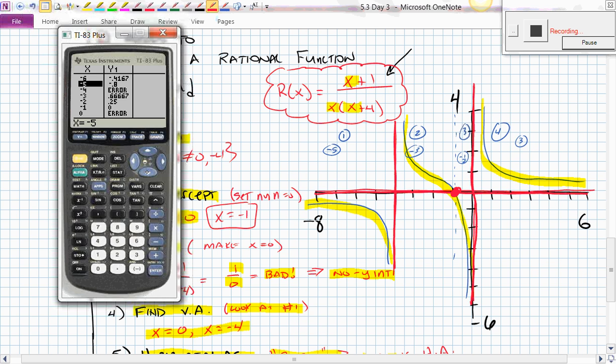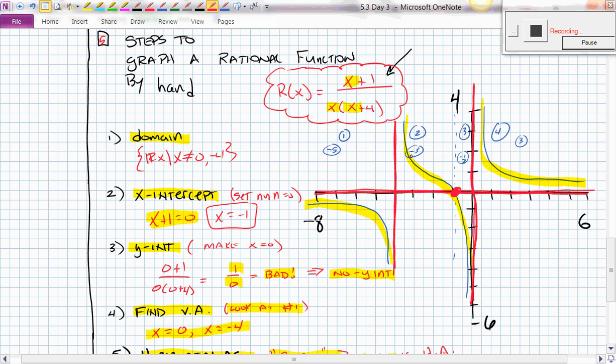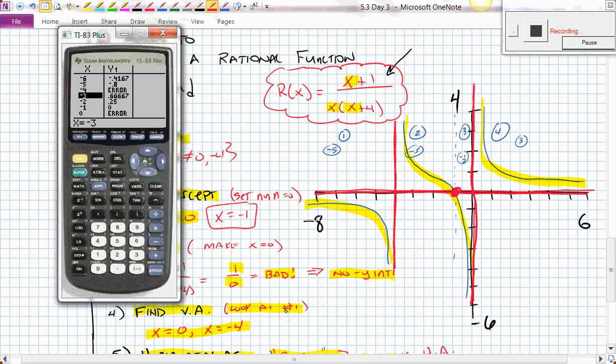Okay, then I go to negative 3. Okay, at negative 3, notice I get a positive output. So therefore, my graph has to be doing something up here in the positive region, so above the x-axis, right? Let's go back, bring this back up.